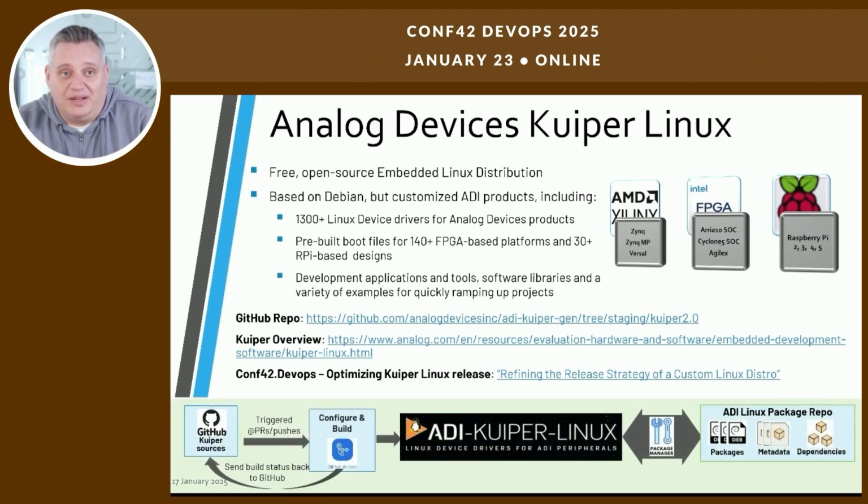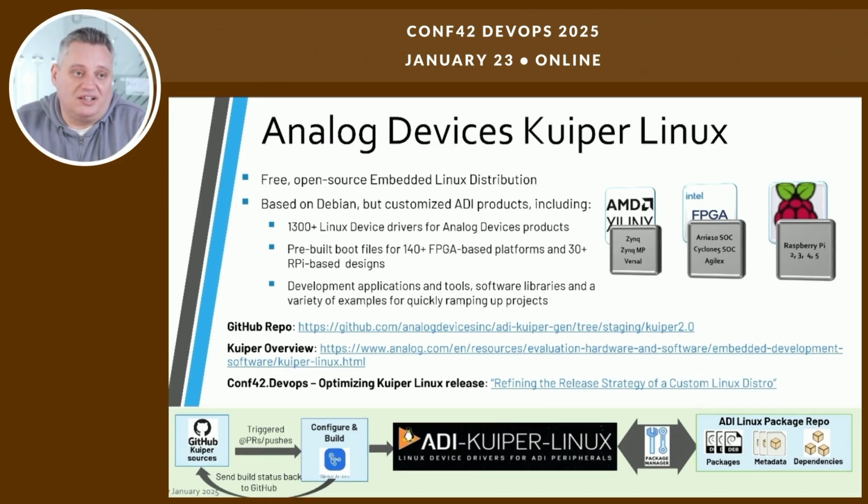To streamline software management, Kuiper Linux incorporates a custom Linux package repository, simplifying software components installation or update. This is included by default in the image, ensuring ease of use for both testing and production environments. For more details regarding how Kuiper Linux releases got optimized, please check "Refining the Release Strategy of a Custom Linux Distro", that is also presented at this edition of Conf42 DevOps by one of my colleagues, Andrea.